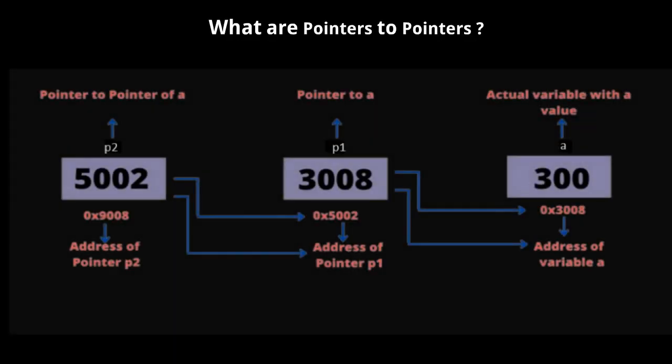As the loop iterates, *(ptr + i) accesses each element of the array. Next, what are pointers to pointers? Simply put, a pointer to a pointer is a variable that stores the address of another pointer. This adds an extra layer of indirection.